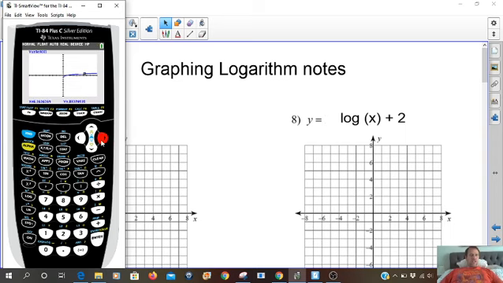Just for curiosity's sake, if we go all the way to 100, what would that look like? Would we even surpass 10? Let's take a look. Slowly, ever so slowly growing at a decreasing rate. Okay, well there you go. So that is what log looks like. So I'm going to push zoom and then 6, zoom 6. That gives us the 10 by 10 graph again.